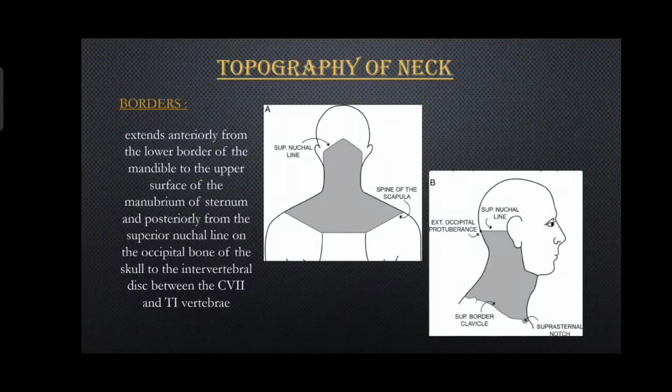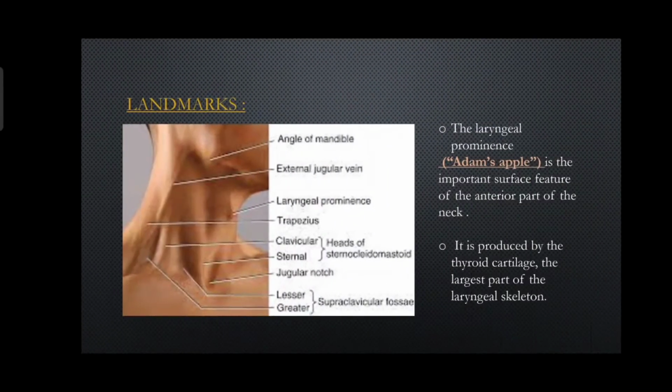C7 and T1 vertebra. When we talk about landmarks of the neck, we have the angle of the mandible, the external jugular vein, and the laryngeal prominence, that is the Adam's apple. This is an important surface feature of the anterior part of the neck as it is the largest part of the laryngeal skeleton. Also we have the sternal and clavicular heads of the sternocleidomastoid muscle, the jugular notch, etc.